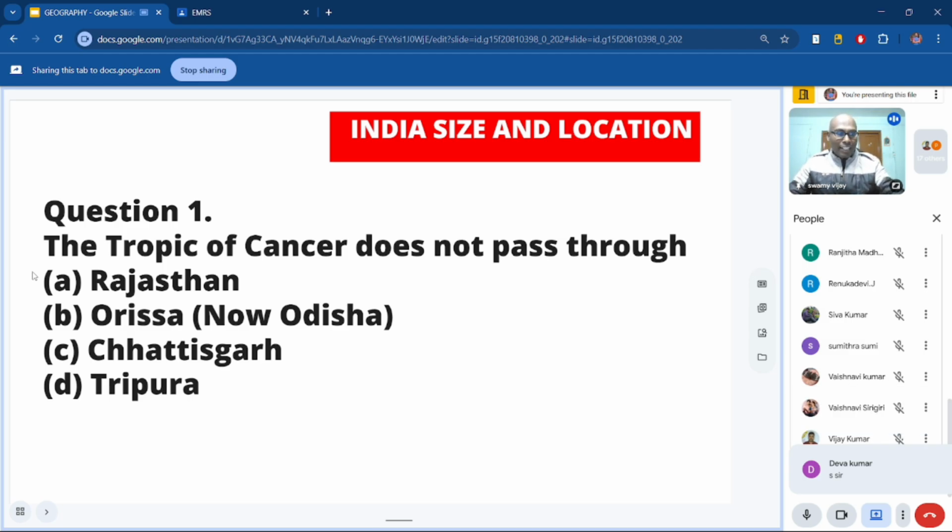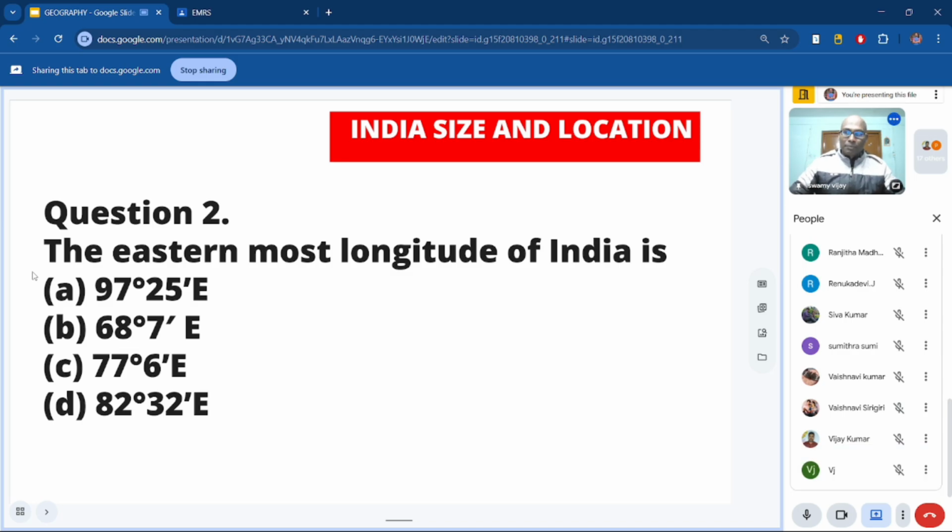Right. Let us go to the next question. Shiv Kumar. Good evening, sir. Good evening, Shiv Kumar, please. The easternmost longitude of India is 90 degrees 45 east, 68 degrees 7 east, 77 degrees 6 east, 80 degrees 32 east. Right. Start answering. Which is the easternmost longitude of India? Easternmost, Arunachal Pradesh. Easternmost.